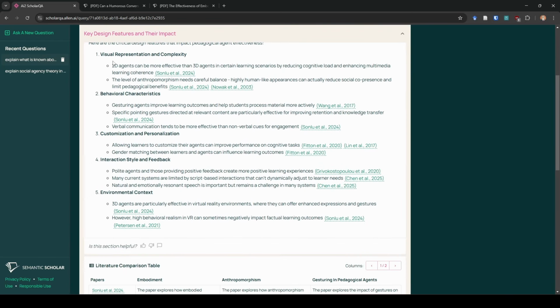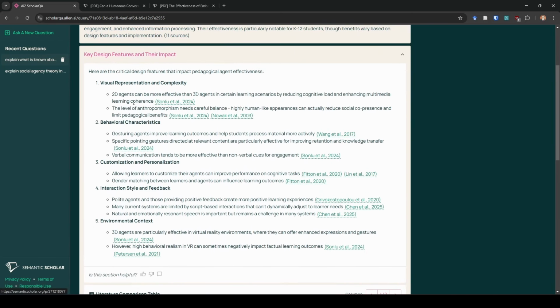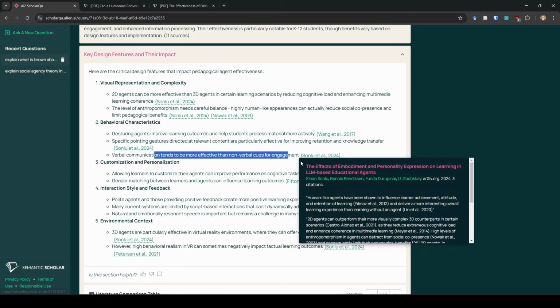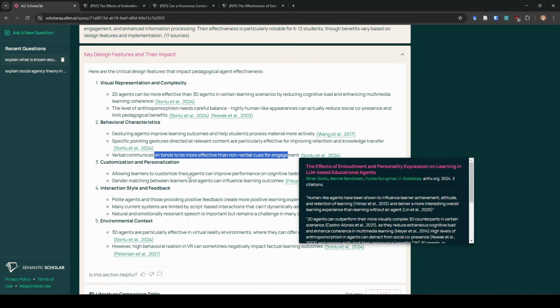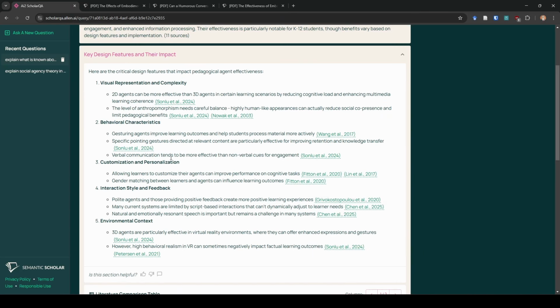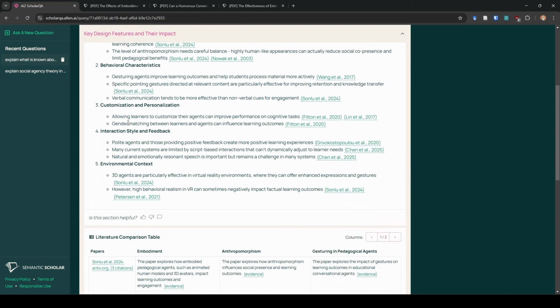Visual representation and complexity, very important. Behavioral characteristics, yep, we do know that gesturing helps. Pointing gestures are particularly effective, that's true. Verbal communication. So this is a big statement. I don't think I've ever read this paper. I'm actually going to save this so that I can look at it later because I don't have any real frame of reference for comparing verbal and nonverbal cues for engagement. So I want to read that paper later. Customization and personalization.